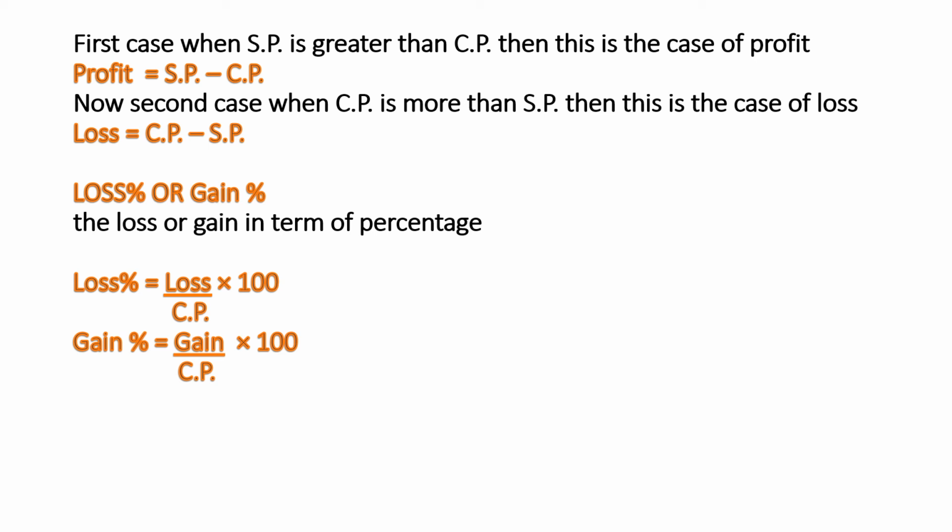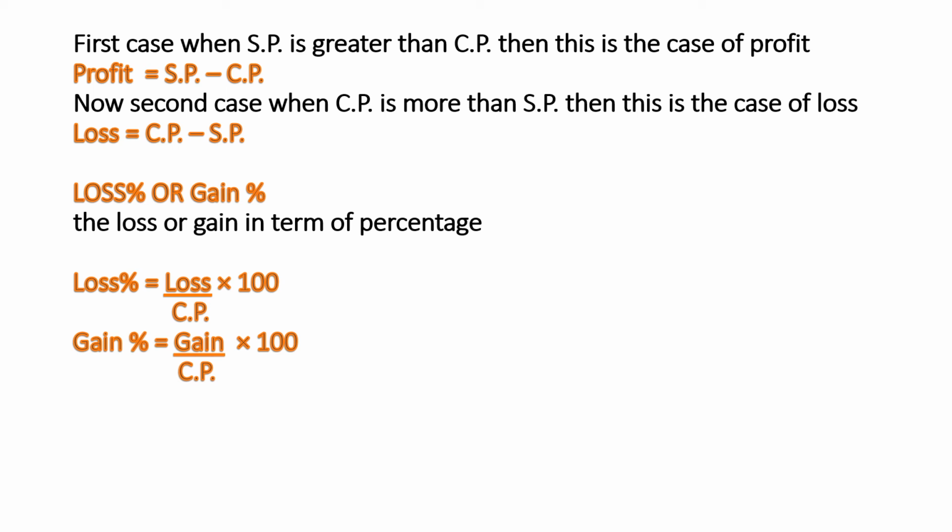Now the first case: when SP is greater than CP, then this is the case of profit. Suppose you purchase a thing for rupees 10 and you sell it for rupees 15. In that case you are getting a profit of 5, and profit is SP minus CP: 15 minus 10, that is rupees 5.